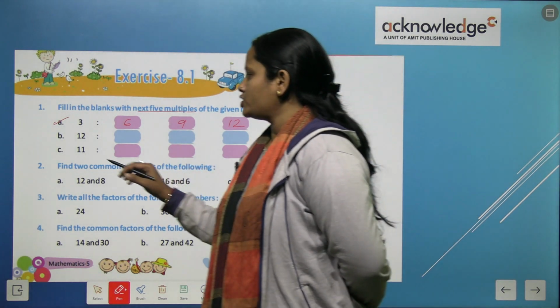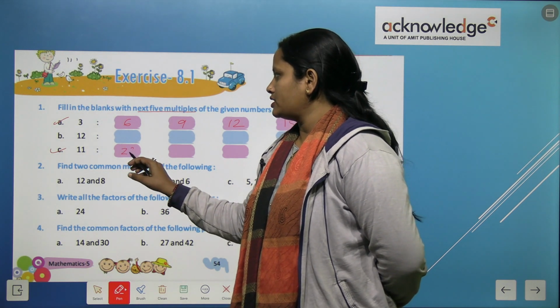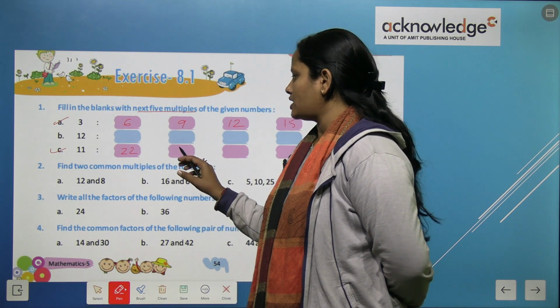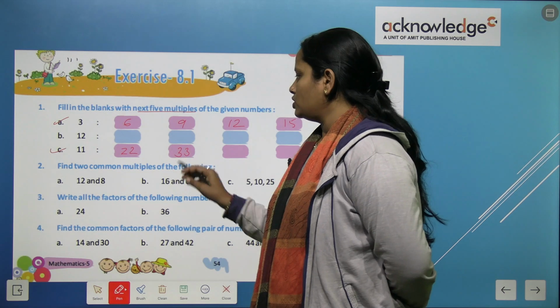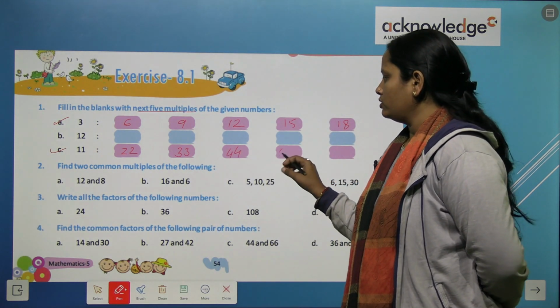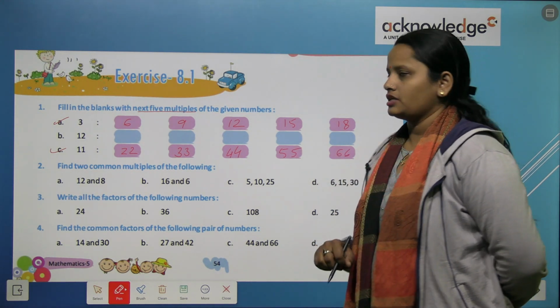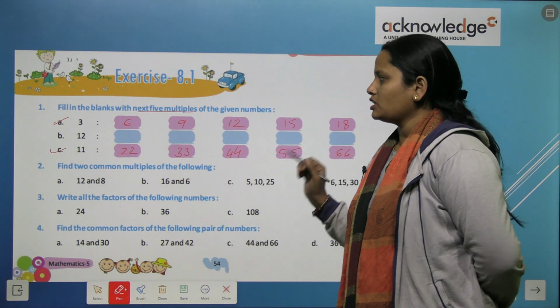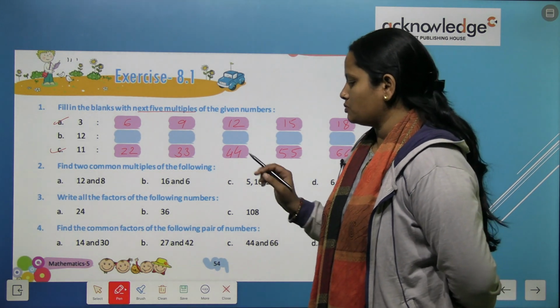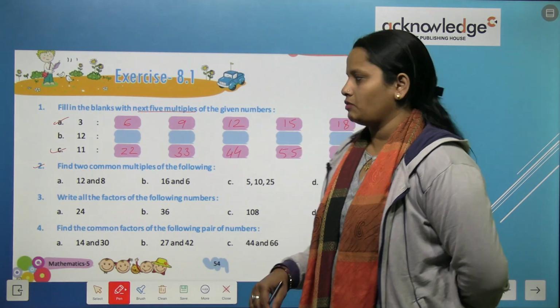Now let's do this 11. Question number C. The next 5 multiples are 22, 33, 44, 55 and 66. So these numbers that I have written, these are the multiples of the given number.